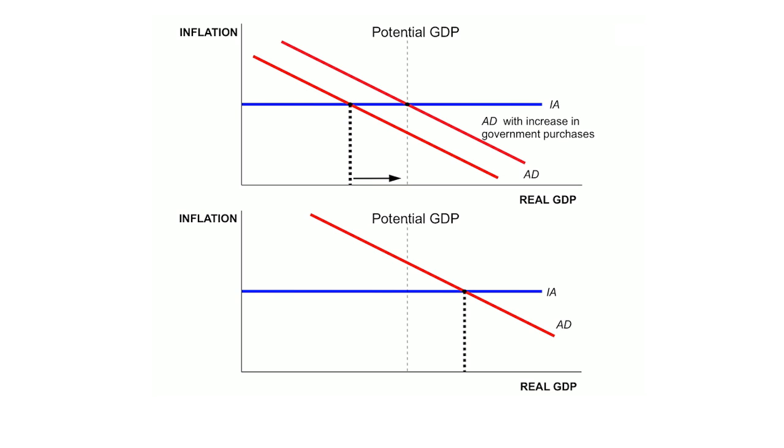If you're above potential GDP, as in the bottom, you want to slow down the economy, and the reverse can happen. You can reduce government purchases, and that'll take you to a lower point, closer to potential GDP, and there's a stabilization of the economy in this direction too, getting you closer to potential GDP.